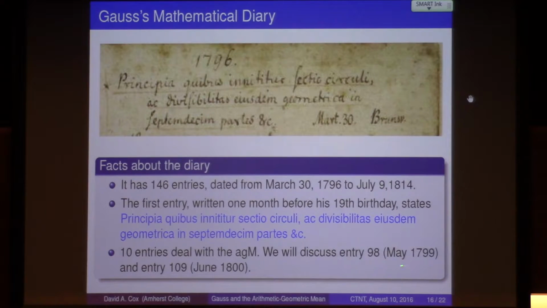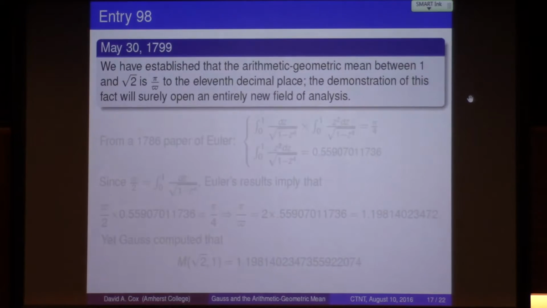And so it turns out that I'm going to do entry 98, which is in May 1799, and entry 109, which is about a year later. And so where do we get here? Here, he wrote it in Latin. We've established that the arithmetic geometric mean between 1 and the square root of 2 is pi over pi tilde to the 11th decimal place. The demonstration of this fact will surely open a new field of analysis.